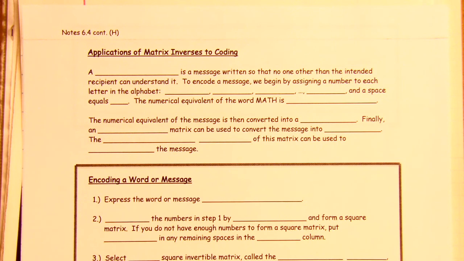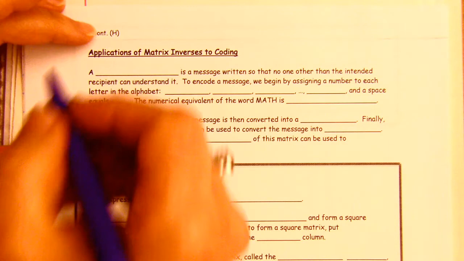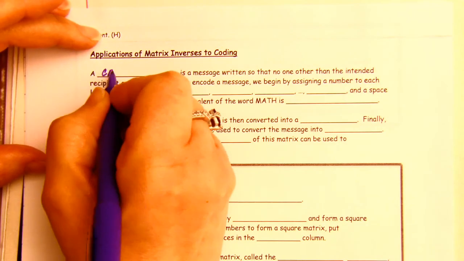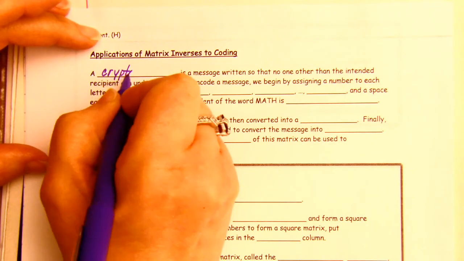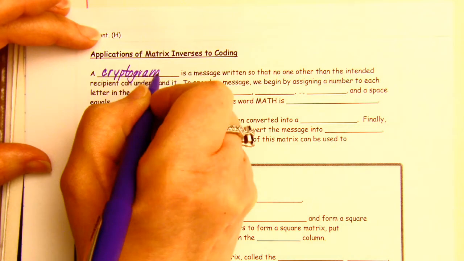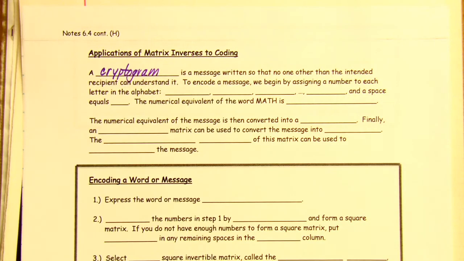Applications of matrix inverses, decoding. A cryptogram is a message written so that no one other than the intended recipient can understand it. To encode a message, we begin by assigning a number to each letter in the alphabet.